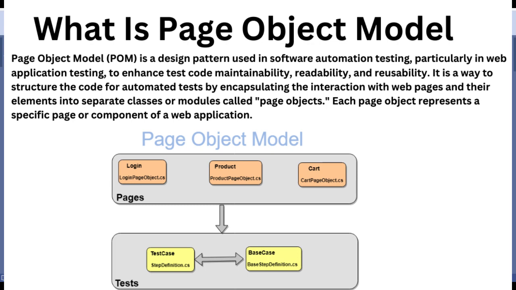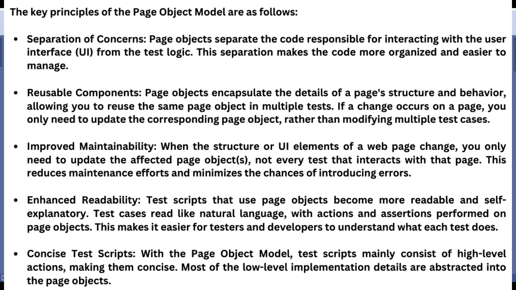So the key advantage, as we have discussed, is separation of concerns. Each page object has only one single responsibility, which is interacting with that page's actions. For example, login: any interaction or operation you want to perform on the login page needs to be added into the login page object. This separation makes the code more organized and easier to manage.